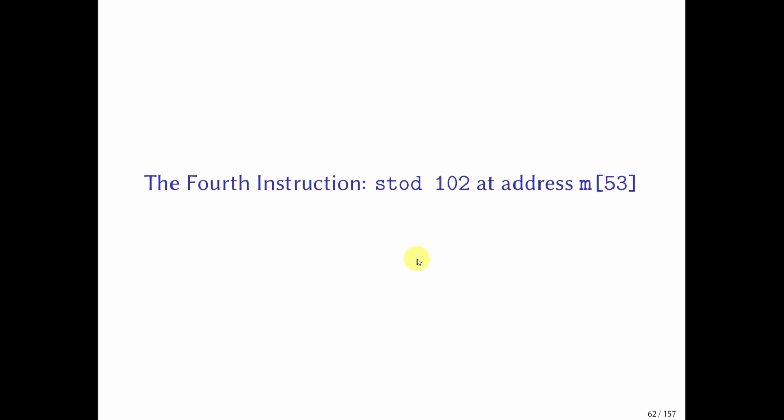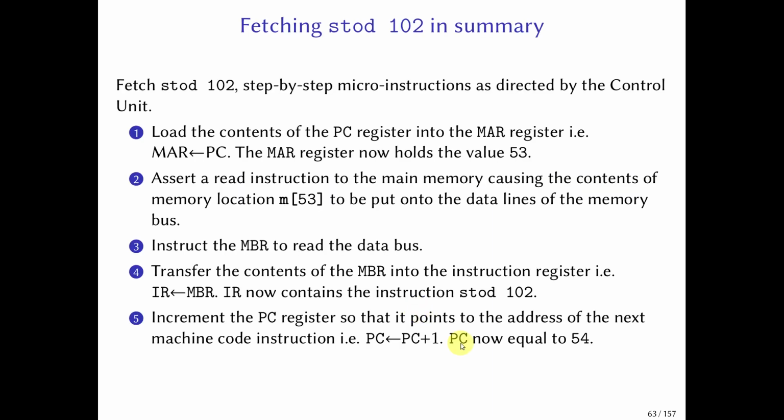So instruction number 4 is stod 102, and you can see that its location in main memory is memory address 53. As before, and this is getting a wee bit predictable I think at this point, the instruction has to be first of all fetched, and then decoded, and then executed. So as before, you can see that the 5 steps in the fetch are the same as they were for the first 3 instructions, and the only thing that's different is the address of the memory cell that we will be fetching from.